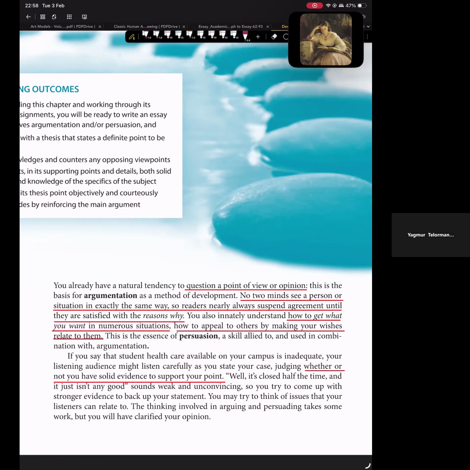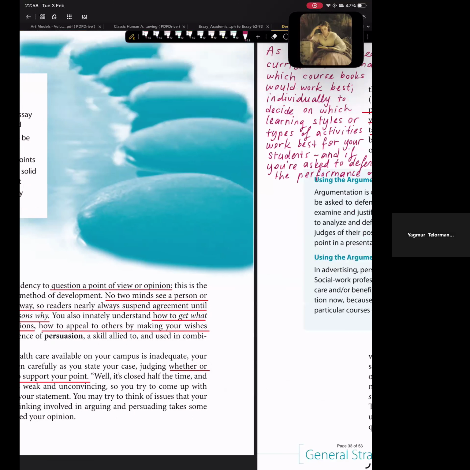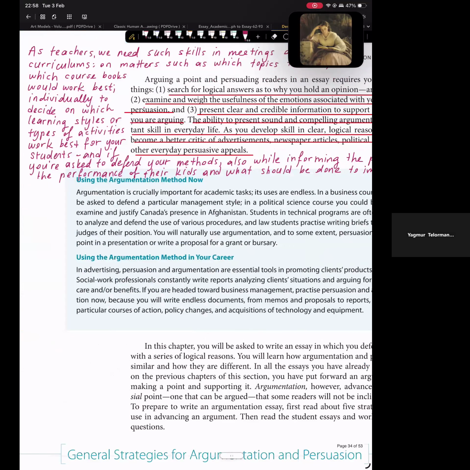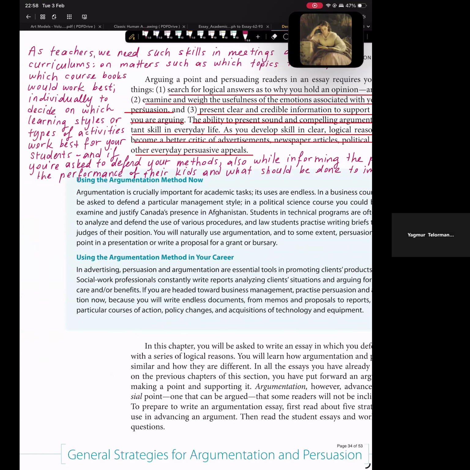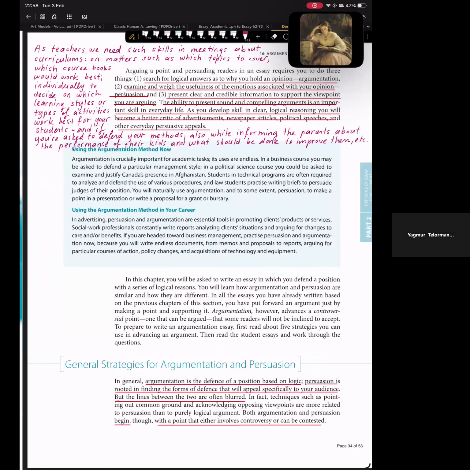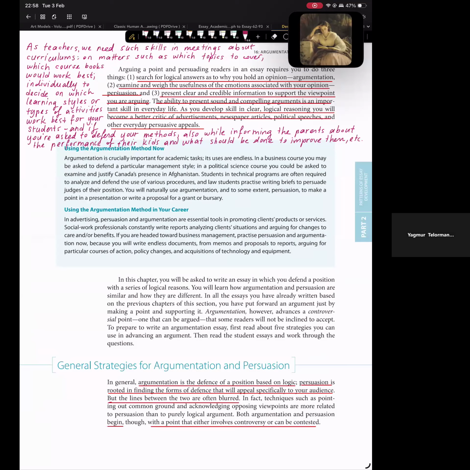And we may need to appeal to the reader's logic or to their feelings. And we need certain skills to do the same thing when we are writing as well. Okay, the skills of argumentation and persuasion may be needed in so many settings and in so many career options.